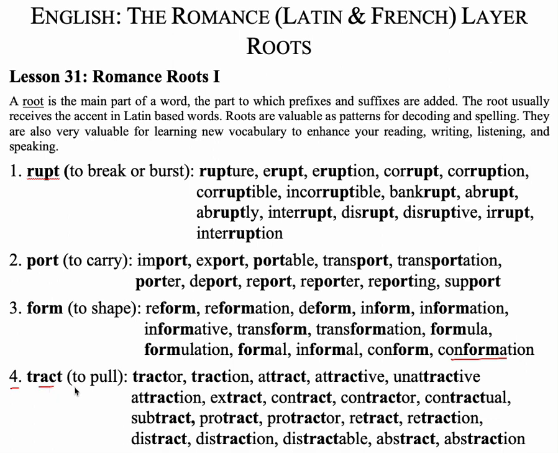Number 4, we have tract or to pull. We have or. I hope you remember that's an agent. So a tractor is something that pulls something. And so you have a tractor to pull a plow. And if the wheels are spinning, you do not have traction. But if the wheels are connecting to the ground and you're pulling the plow, then you have traction. And we use this in all kinds of ways. I'm hoping by learning all of these roots, you're going to get traction in learning more vocabulary.